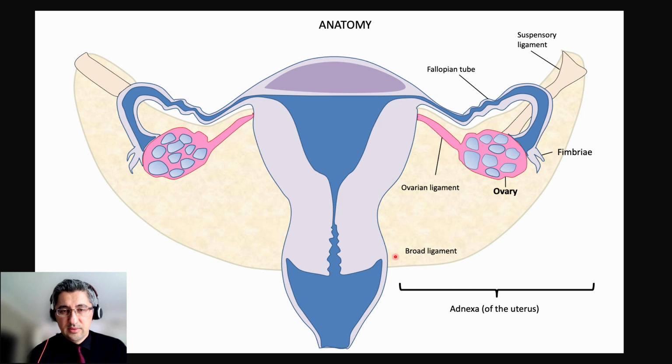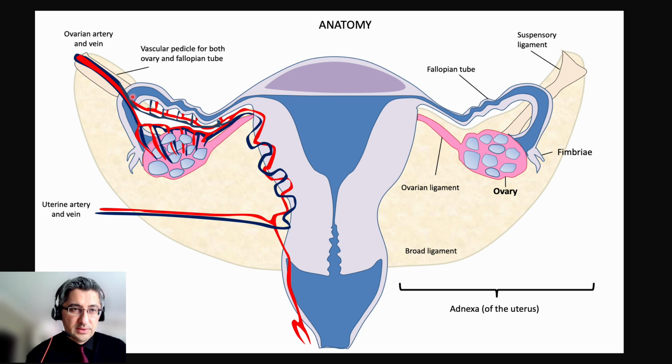If we look at the anatomy, we can see the adnexa of the uterus. Adnexa means appendage, so we are looking at the appendages of the uterus. These are the ovary, the fallopian tube, and the ligaments of the ovary, which are the ovarian ligament medially and the suspensory ligament laterally, and these are all called adnexa, along with the broad ligament.